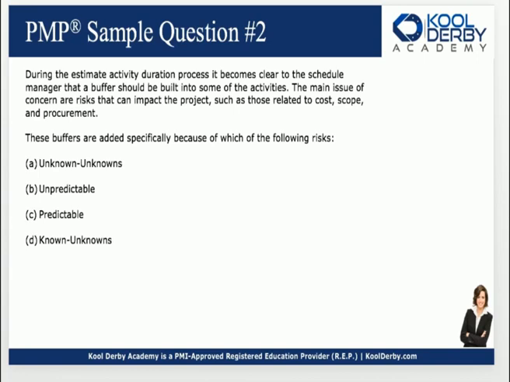All right, what do you think? These buffers are added specifically because of which of the following risks? Are they unknown unknowns, unpredictable, predictable, or known unknowns?